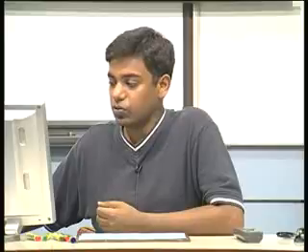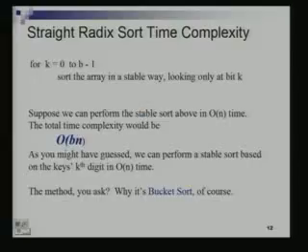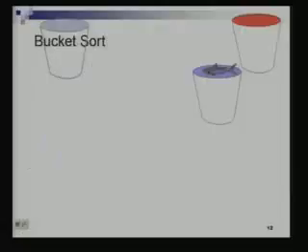So, we want to be able to do this in order n time, and the method of choice is what is called the bucket sort algorithm, right? That brings us to the second sorting scheme that we talked about. Okay. So, what is bucket sort? Lots of buckets.